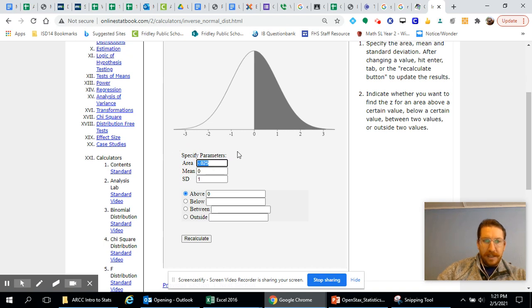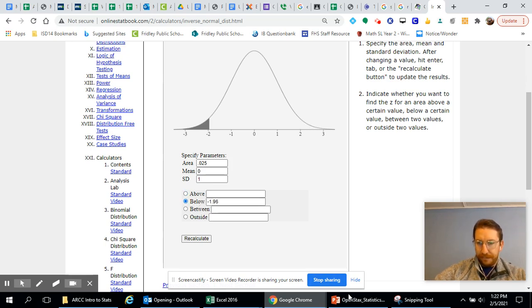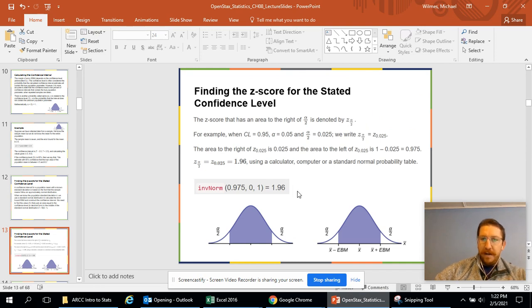Well, it doesn't like negative signs. Oh, you can't have a negative area. Silly me. We would go below. So negative 1.96. Okay, so that's where this z-score is going to come from. And then we're going to use this because that's going to tell us that we need to go 1.96 sample standard deviations above the mean and 1.96 sample standard deviations below the mean. That's how we calculate this EBM.